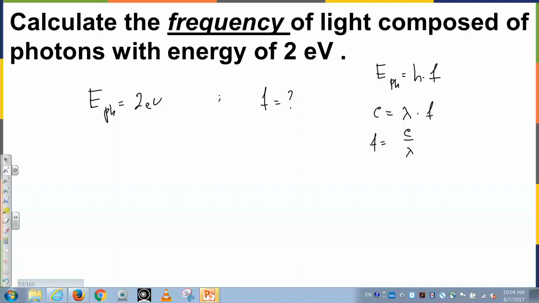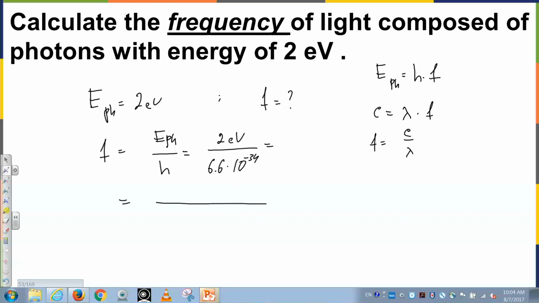Oh, we don't even need this. Frequency will be equal to energy divided by constant. The energy is equal to 2 electron volts, and Planck's constant is about 6.6 times 10 to the negative 34, and that actually requires a conversion factor we've used before. 2 electron volts in joules, 1.6 times 10 to the negative 19th, divided by 6.6 times 10 to the negative 34th.